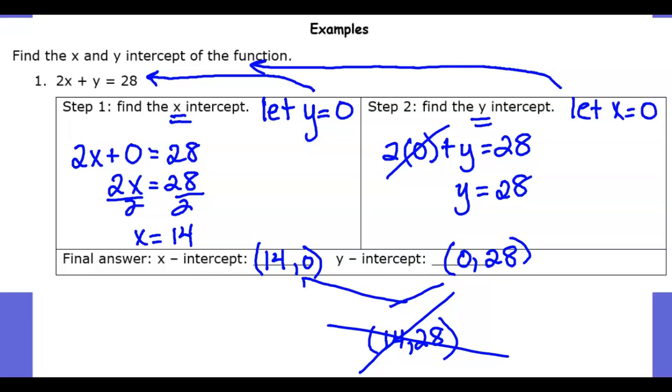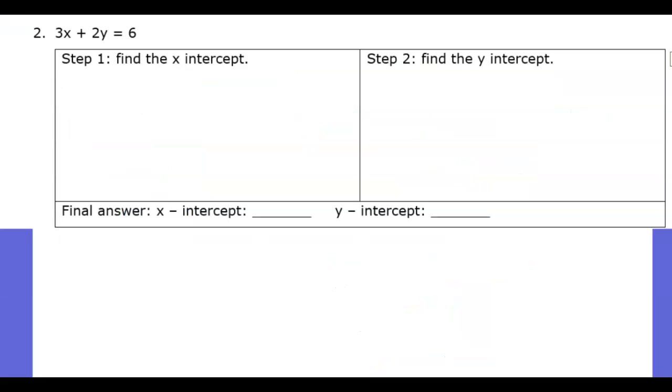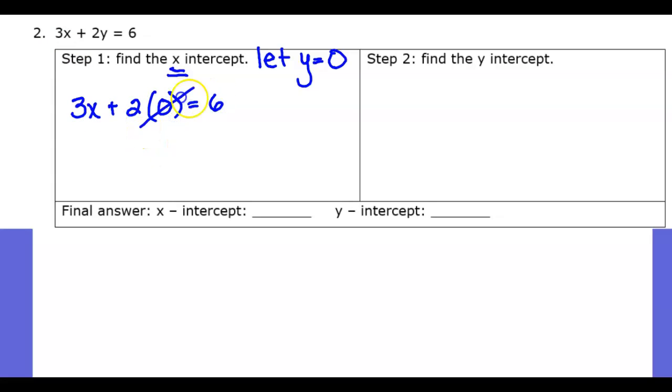All right, let's try another example. We've got 3x plus 2y equals 6. We're finding the x-intercept. Again, I keep myself organized. Let my y be 0. That means it's 3x plus 2 times, instead of y, I put 0. And then it becomes easy. 3x equals 6. I divide by 3. My x is 2. So my x-intercept is 2, 0.